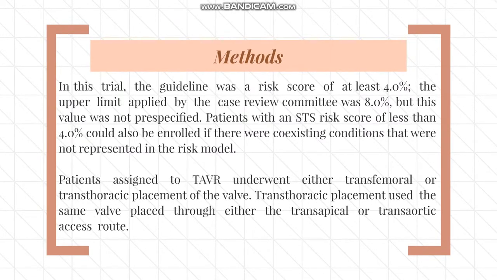Methods. In this trial, the guideline was a risk score of at least 4.0%. The upper limit applied by the Case Review Committee was 8.0%, but this value was not pre-specified. Patients with an STS risk score of less than 4.0% could also be enrolled if there were coexisting conditions that were not represented in the risk model.